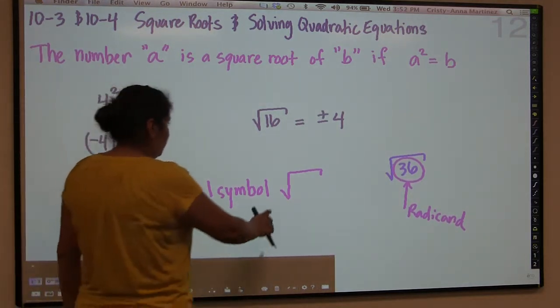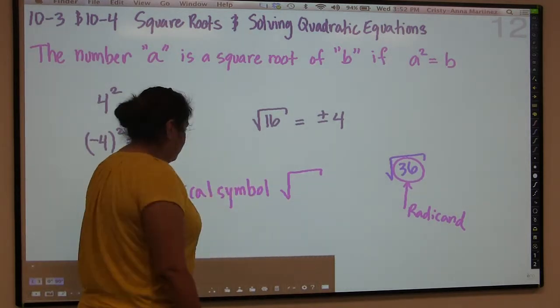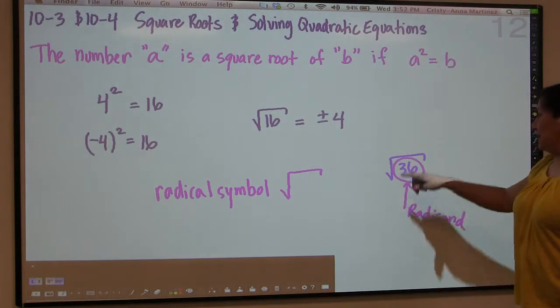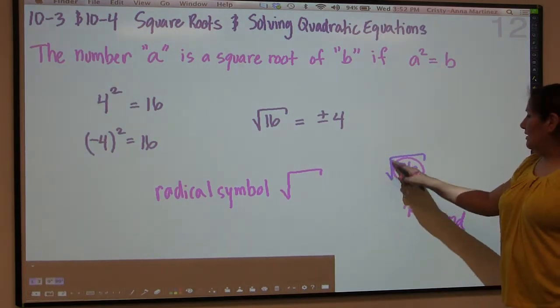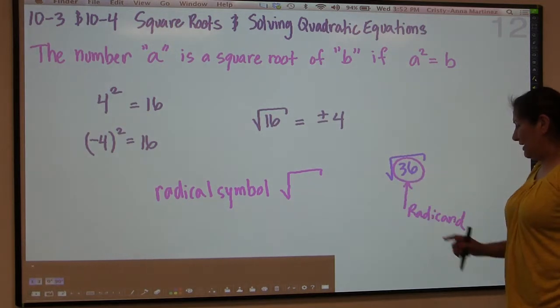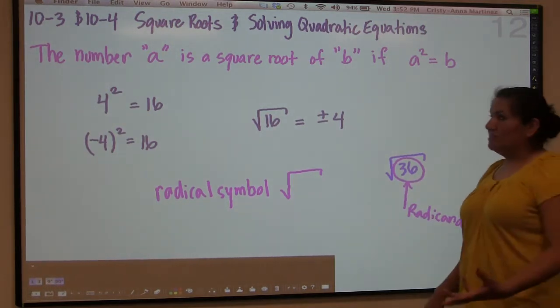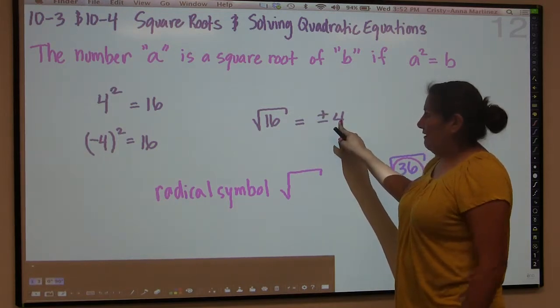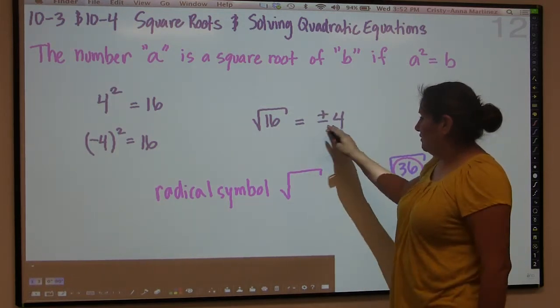I just want to show you a symbol here. We use this symbol, it's called a radical, because it's so cool. It's just radical. Anyway, whatever is underneath the symbol is what we call the radicand. So the 36 here would be considered the radicand. The principal square root of the number is the positive square root, and then we have the negative square root, which is the negative 4 there.